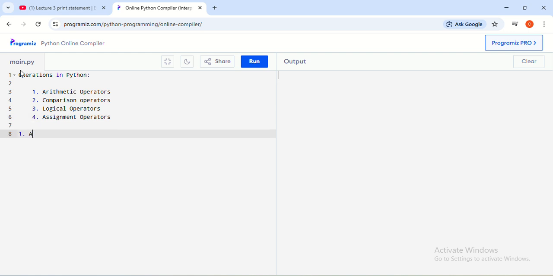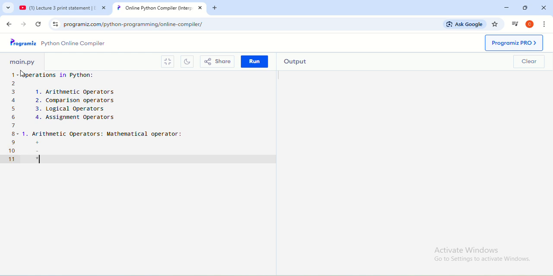So the first category we are going to discuss now is arithmetic operators. Arithmetic operators are normal operators just like your mathematical operators, and the role of them is also the same as mathematical operators. So normally the first one comes as plus, the second one is minus, then third one is multiplication, fourth one is division, then the fifth one will be modulus, then there will be floor division. For now that's all.